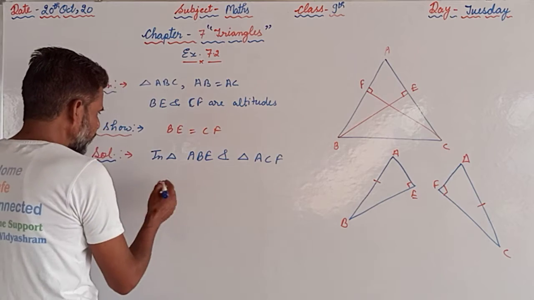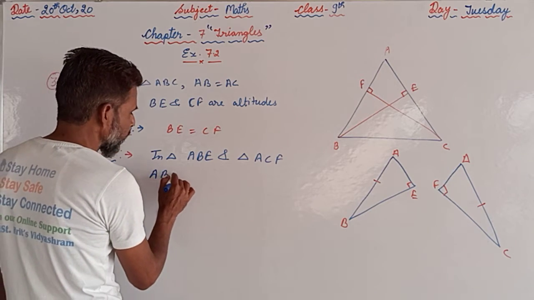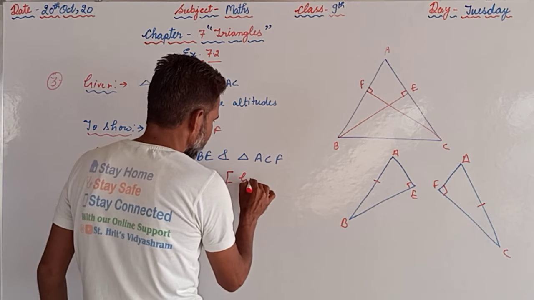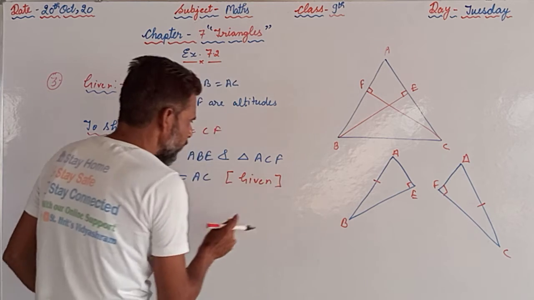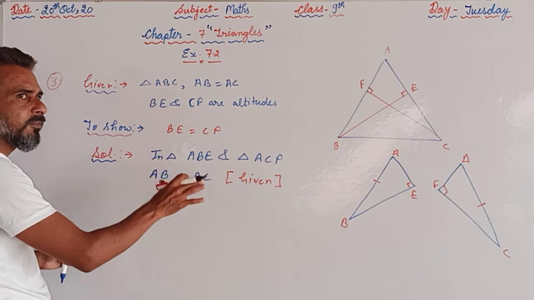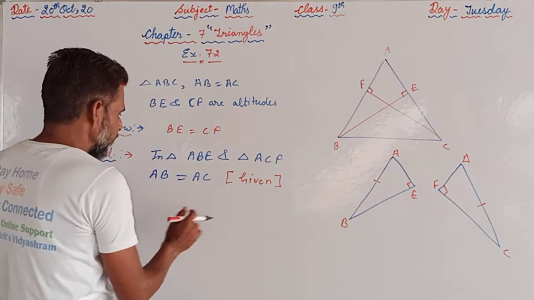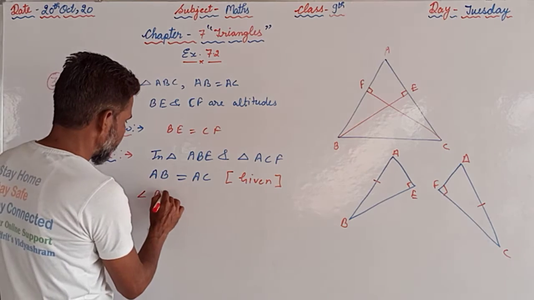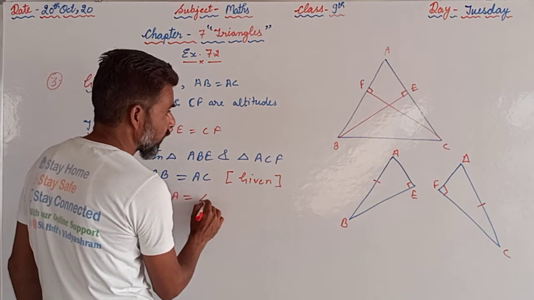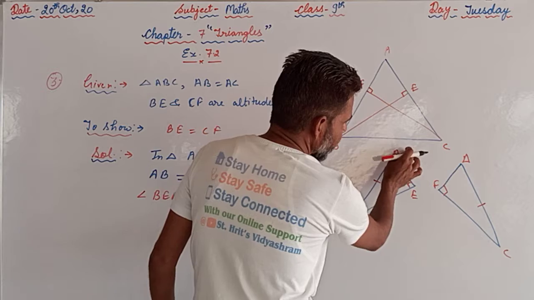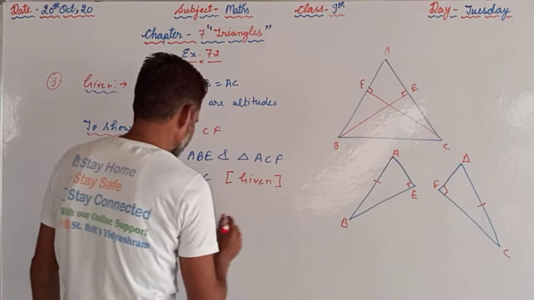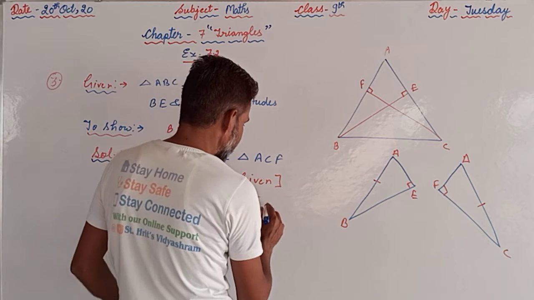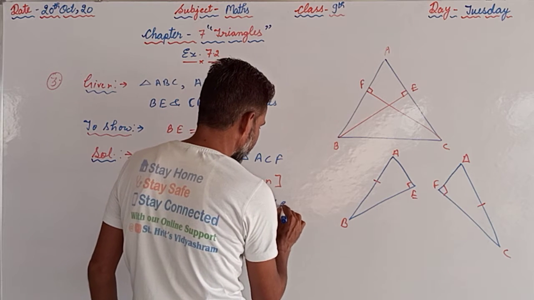So here it is given AB is equal to AC. That is already given in the question, but we are supposed to supply the reason for that. We are supposed to mention here that it is given. And angle BEA is equal to angle CFA, that is given, 90 degrees each.